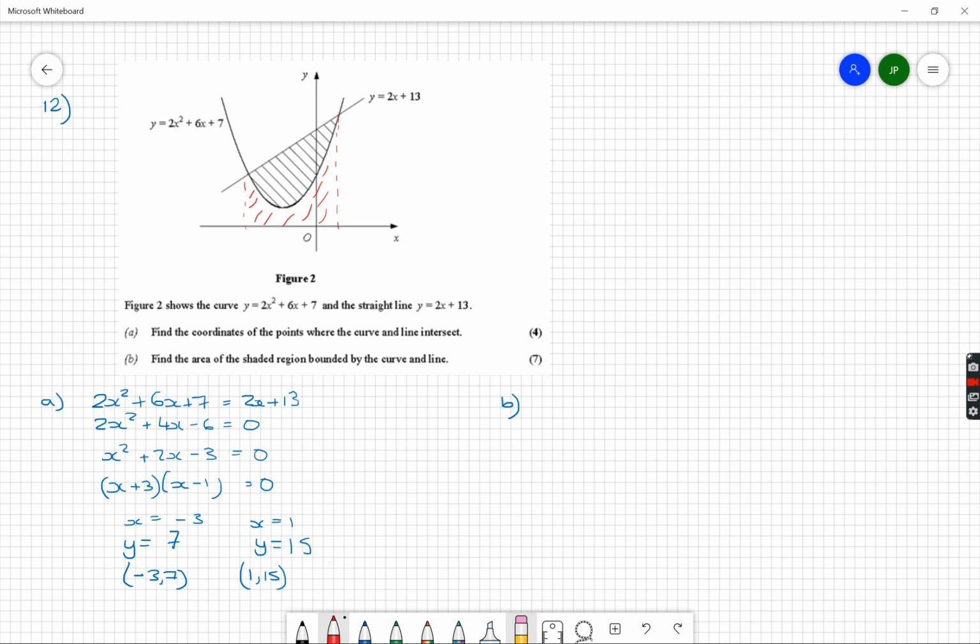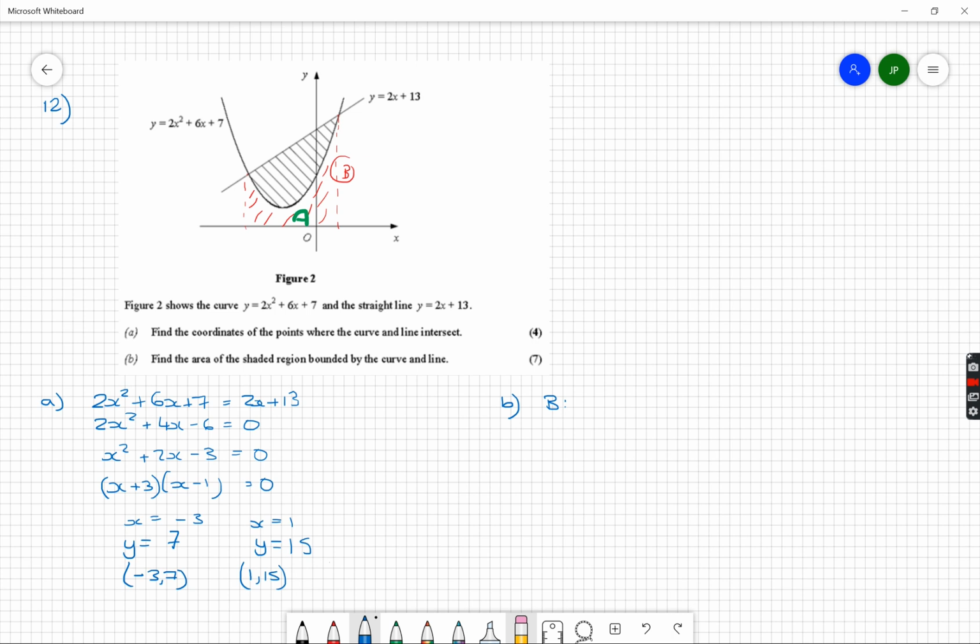Okay. So what I'm just going to do, just to make it easier, I'm going to name my shaded area here A, and the trapezium is going to be called B, so that's going to be red, and the trapezium is going to be called B. Okay, so let's work out B first. So that's going to be my trapezium.